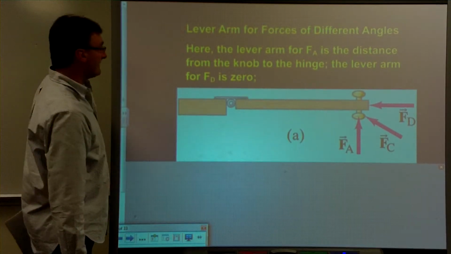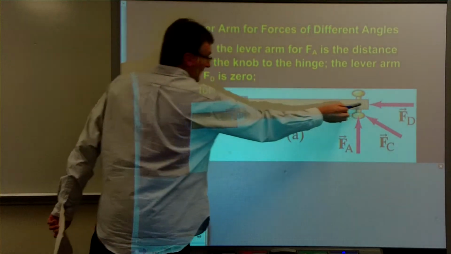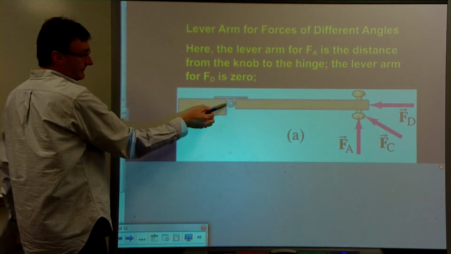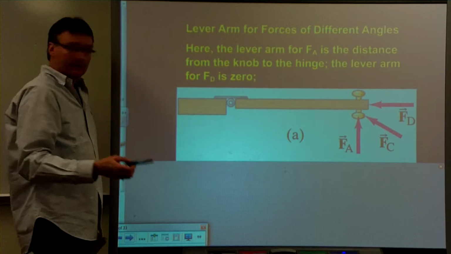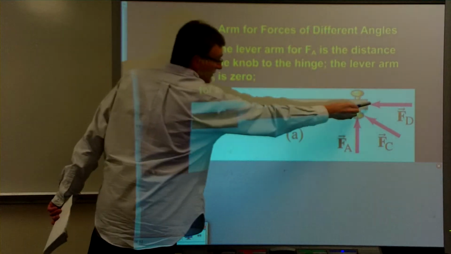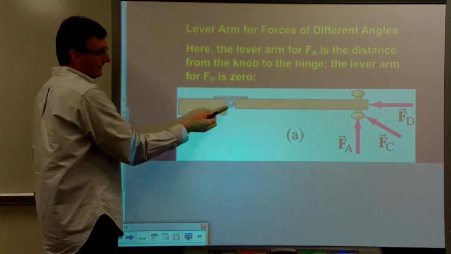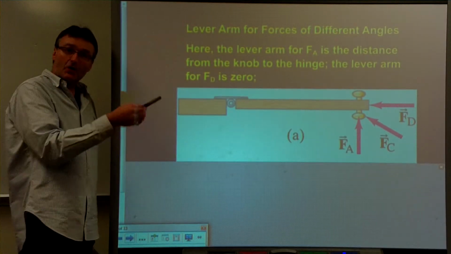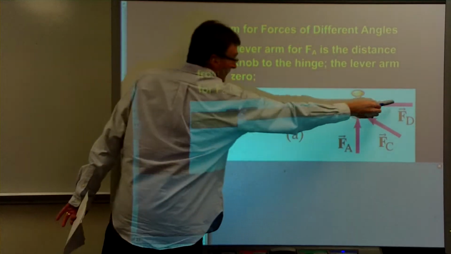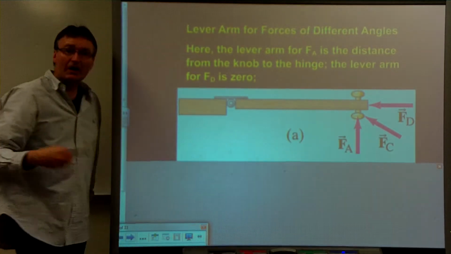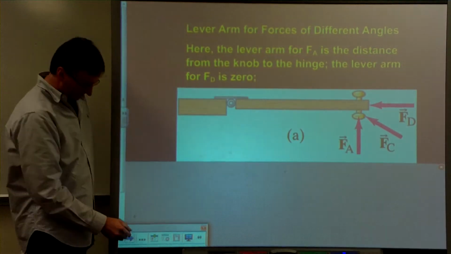However, for force D, what you can see is that force D goes right through the pivot point. That's not going to produce any torque. If you were to push on the end of a door like this, if the door is open and you just push on the end of the door like that, it's not going to cause the door to open or close. So it makes sense that if it's going right through the pivot point, it's not going to produce a torque. It's not going to cause that object to rotate whatsoever.